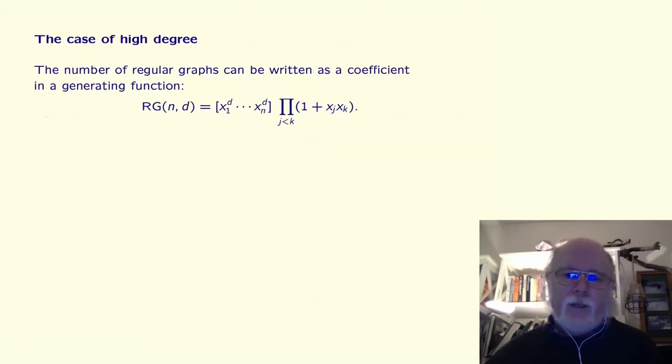So most of the talk I'm going to be concerned with the other end of the scale, where the degree is very high. And in this range, the primary method is analytic. So the number of regular graphs can be written as a coefficient in a generating function. This is a product over n choose 2 terms. You have a 1 for a non-edge and xj, xk for an edge between vertex j and vertex k. And then when you expand that out, the powers of the variables monitor the degrees of the vertices. So you extract the coefficient of the term with all the variables to the power d, and that's the number of regular graphs of degree d.